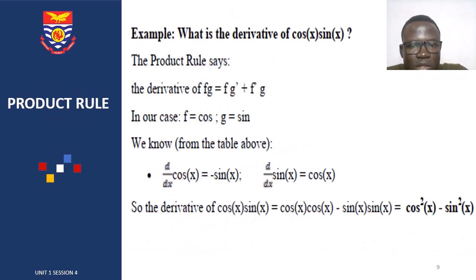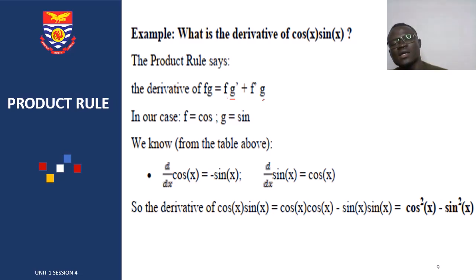Now the product rule. The product rule is saying that when we have functions f and g and we want to multiply them, then we first of all find the derivative of g and multiply by the original function of f. Then we find the derivative of f and multiply with the original function of g. Then we can now add the two together.